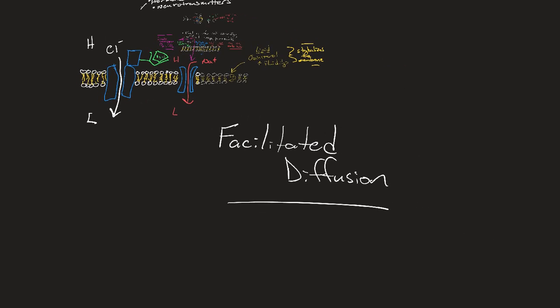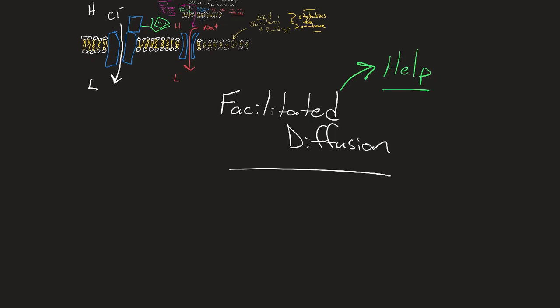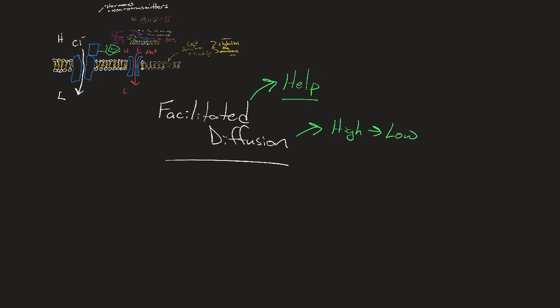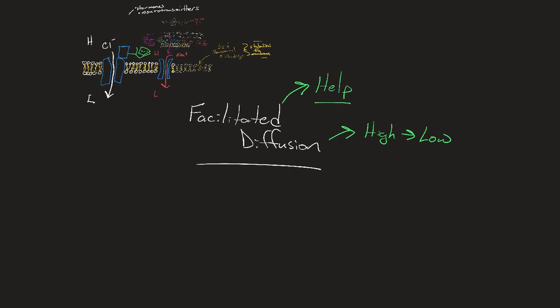Facilitated means what? To facilitate means to help. If I facilitate your education, I'm helping your education. If I facilitate your removal, I'm helping you being removed. So, help. And diffusion means what? High to low. So it's helping things go from high to low, and here you're talking mostly proteins.